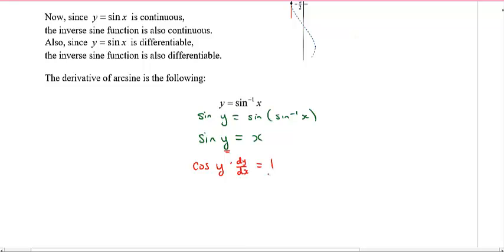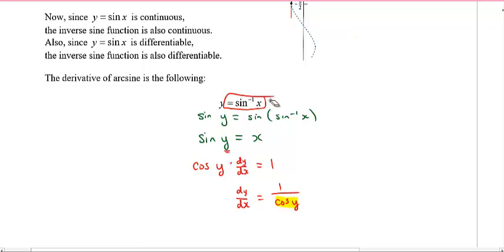Well, this is nice because I want you to solve for dy/dx. I want you to find the derivative. So the derivative just becomes 1 over cosine of y. Now that is correct, but unfortunately that's not what I want because our original function was in terms of x. So the question I have for us now is, how do we figure out what this cosine of y thing actually is in terms of x?